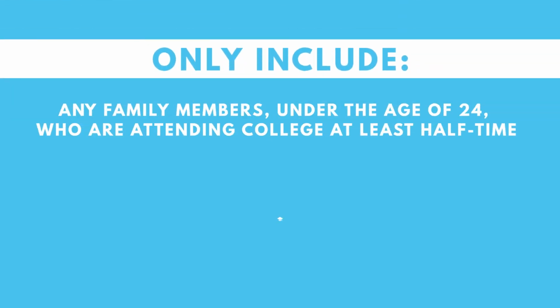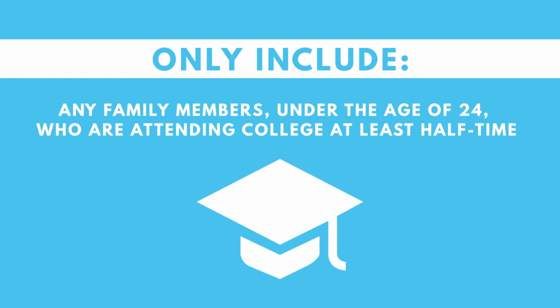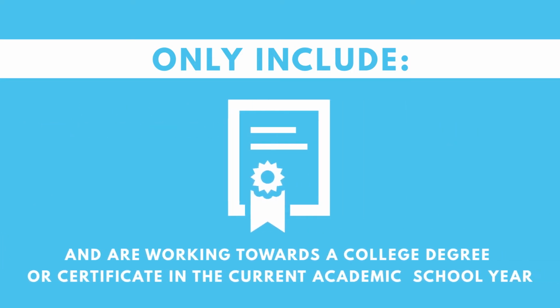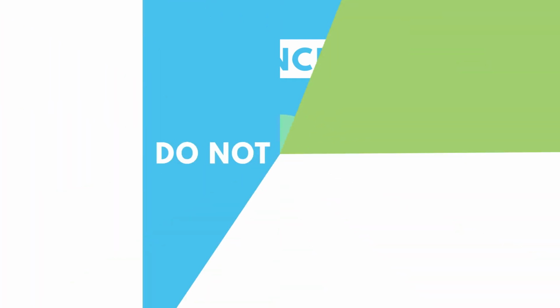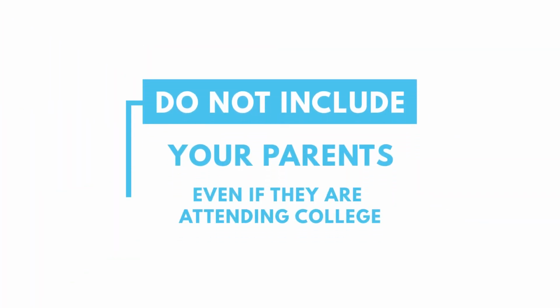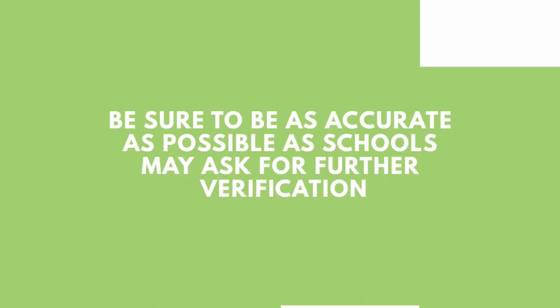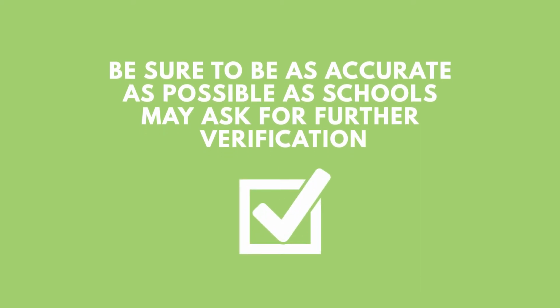The next question will ask who is attending college. Only include any family members under the age of 24 who are attending college at least half-time and are working towards a college degree or certificate in the current academic school year. Yourself. Do not include your parents, even if they are attending college. Do not include siblings enrolled in U.S. military service academies. Be sure to be as accurate as possible, as schools may ask for further verification.